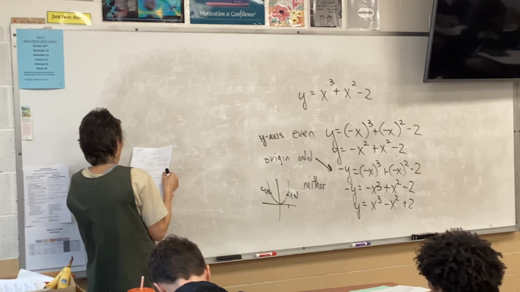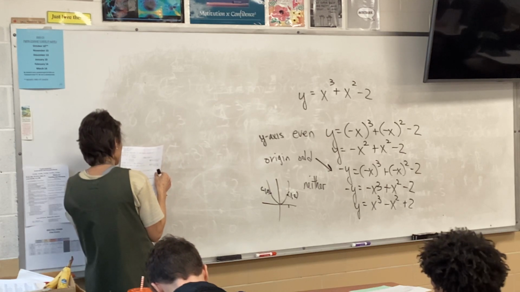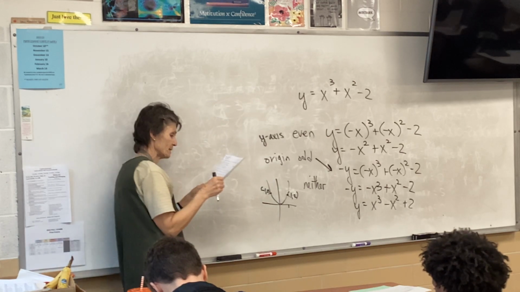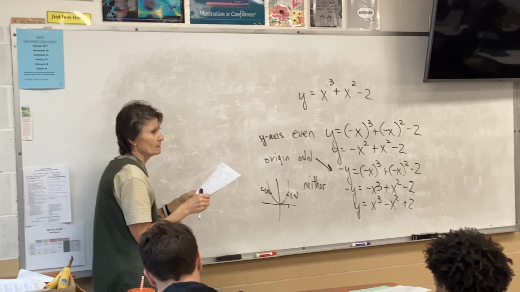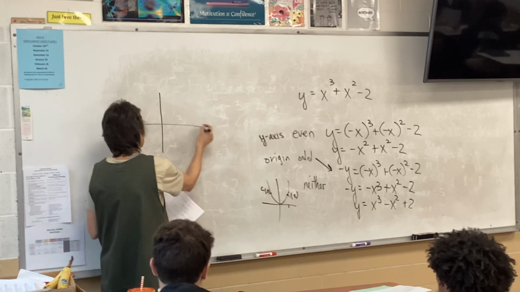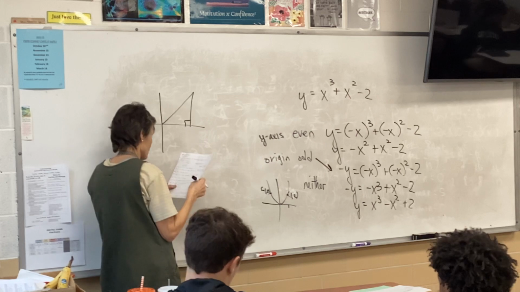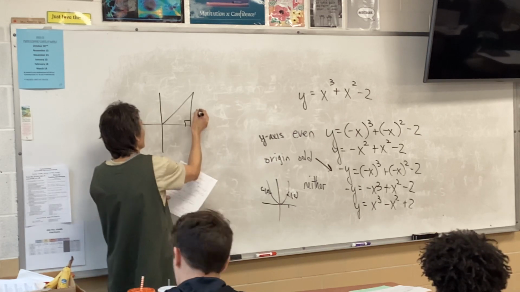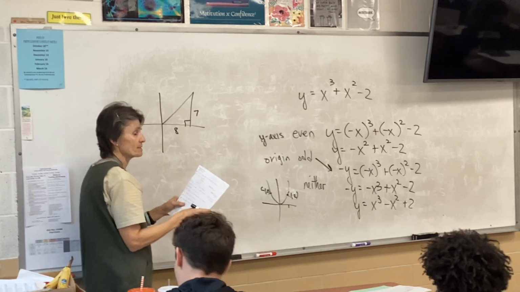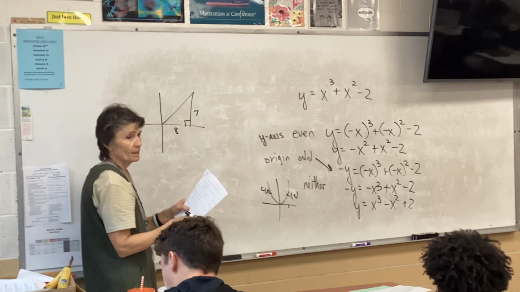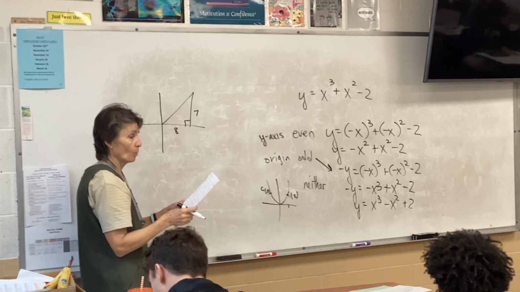I'll have to see. 9. Angle B is an acute angle. Stop right there. What does that mean? Less than 90. So which means it's in quadrant 1. So the tangent is 7/8. That's opposite over adjacent. So what do I need to do?